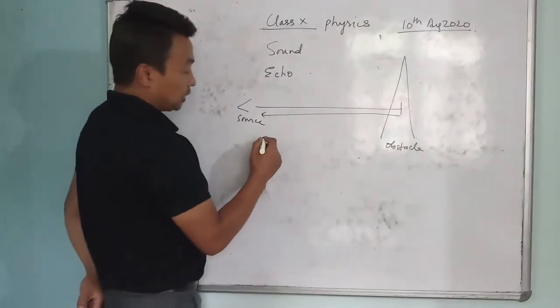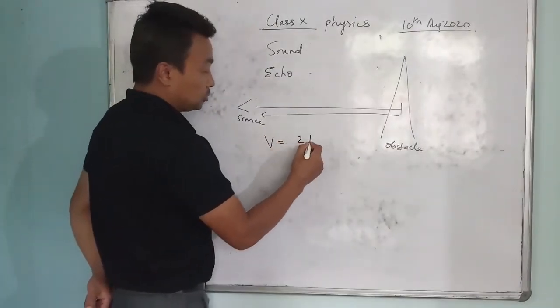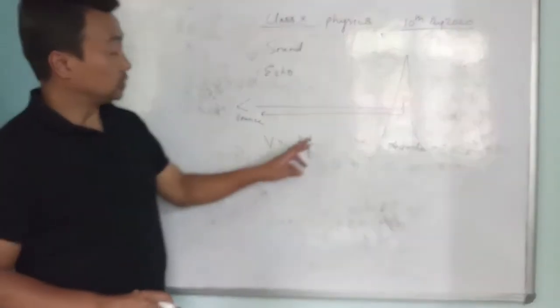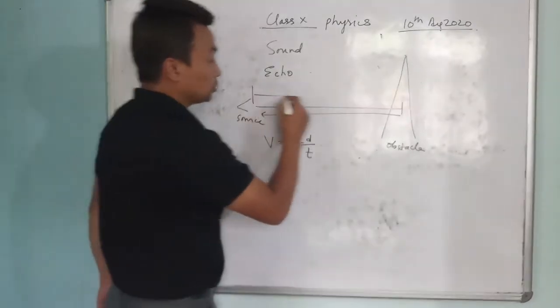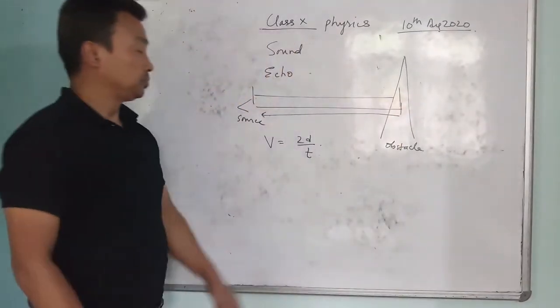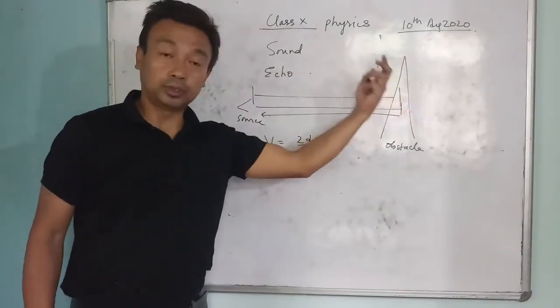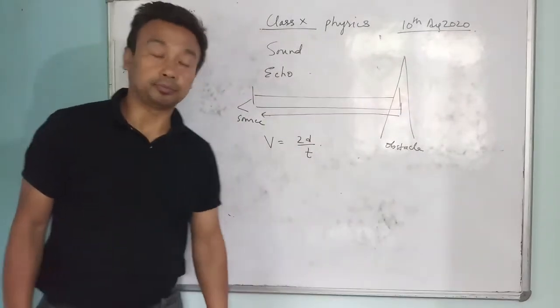From here we have got the formula, which is 2d by t. So this was the formula. This d is the distance between the source and the obstacle. The t is the time taken by the sound to travel, hit the obstacle, and come back.